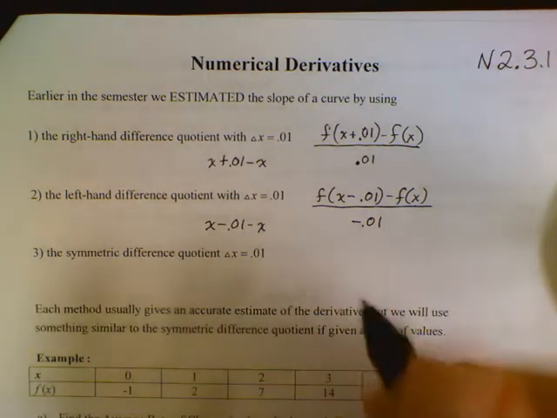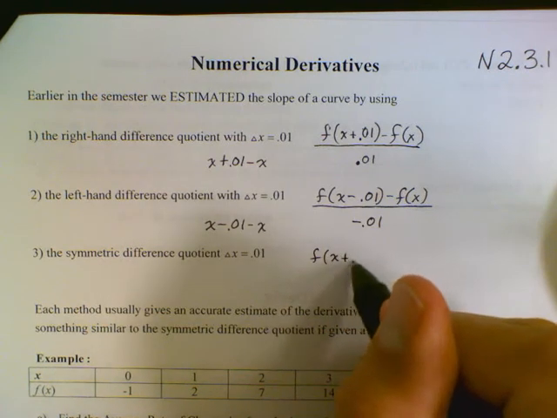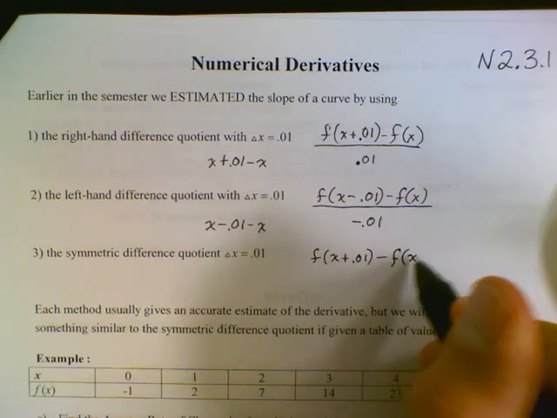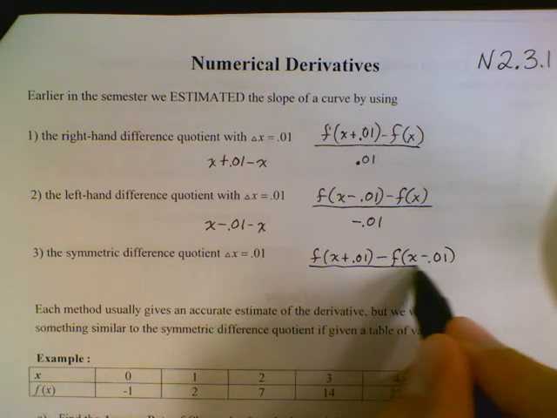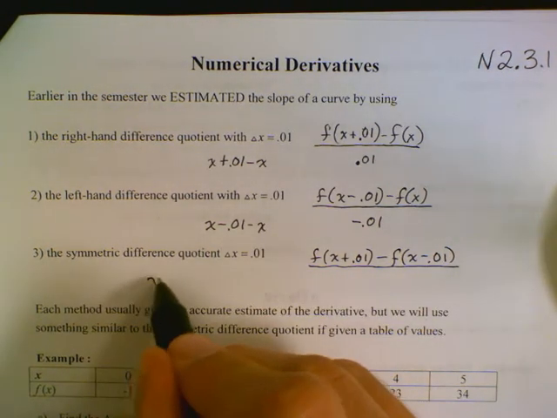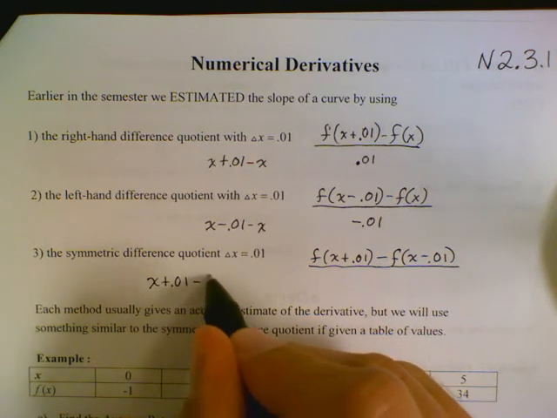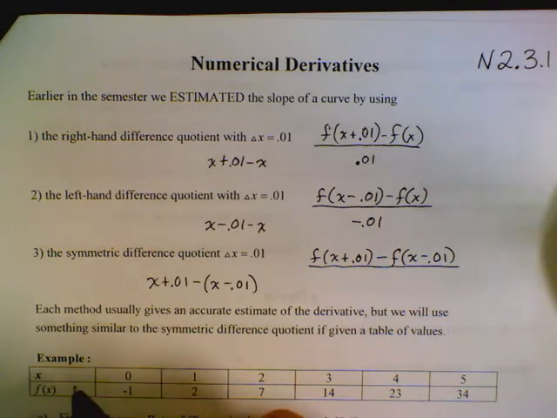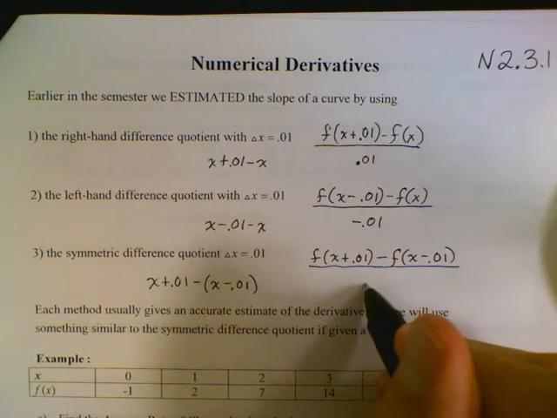And then a symmetric difference quotient, so maybe I go a little bit to the right of our given point, so f of x plus 0.01, and then maybe f of x minus 0.01. And then when I subtract those on the bottom, I would have x plus 0.01 minus, parentheses, x minus 0.01. The x's would indeed cancel, but the 0.01 would be added to another 0.01, giving me 0.02.